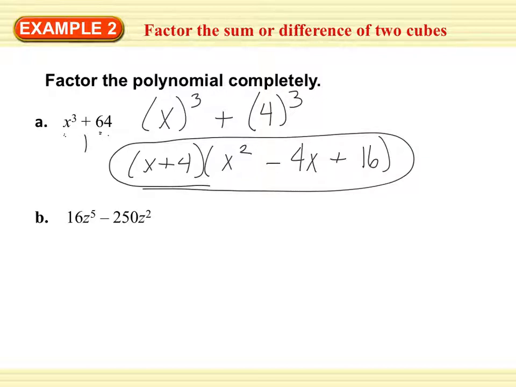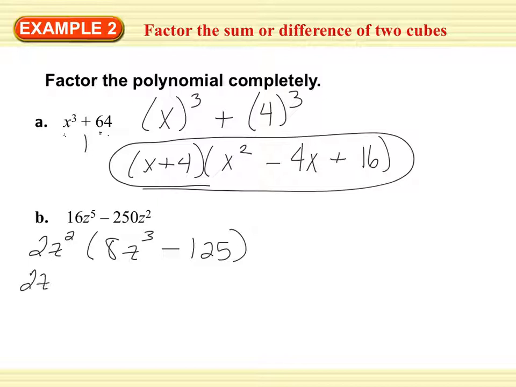So this next one, okay, I've got two things with subtraction, but it looks a little crazy. I'm not sure what to do with it yet. I can factor out a monomial first. So 250 and 16 have a common factor of 2 and z to the second power. What's left is 8z to the third power minus 125. Here I have the difference of cubes.